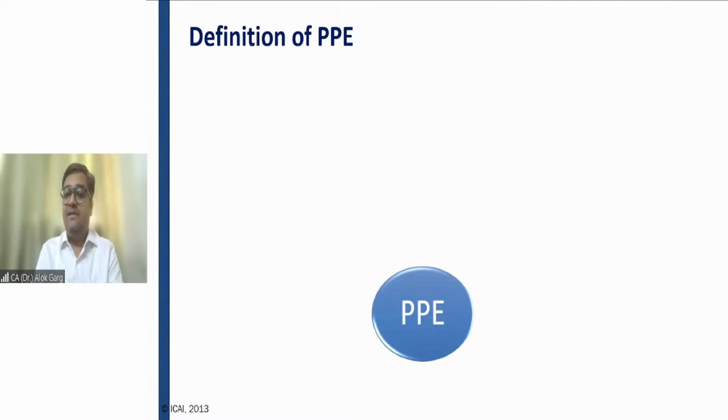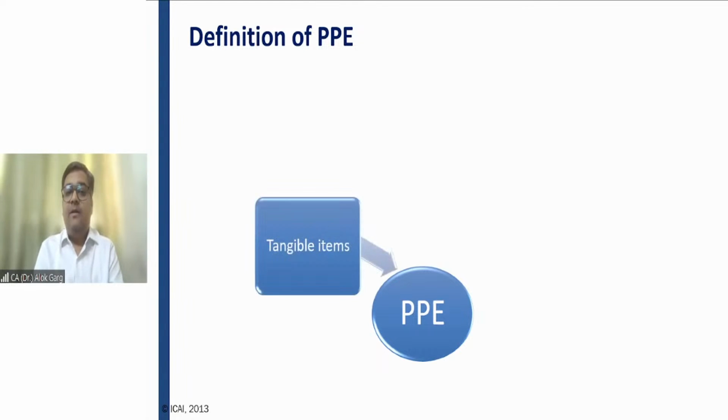Definition of PPE, guys, most important part, right? Definition of PPE. What is PPE? Can you see PPE? Can you touch PPE? Yes, yes. You can see PPE, you can touch PPE. Like land, you can see, you can touch. Building, you can see, you can touch, right? Furniture, you can see, you can touch. Laptop, computer. So PPE are those items which you can see with your pair of eyes, which you can touch. It means PPE are tangible assets.